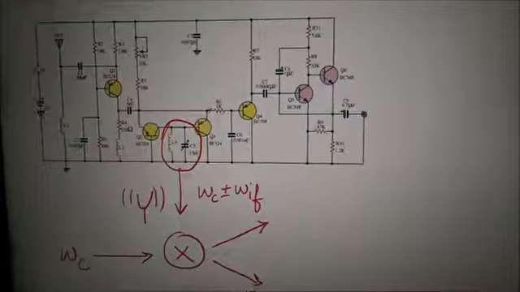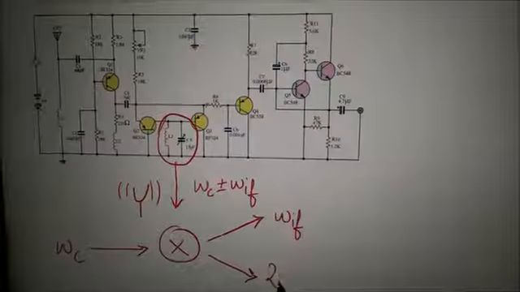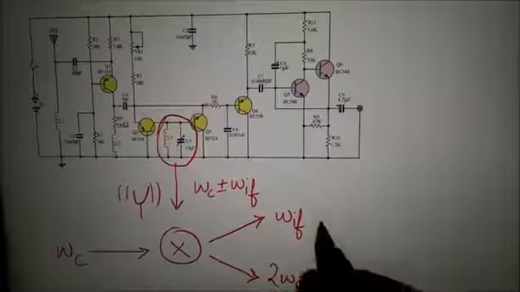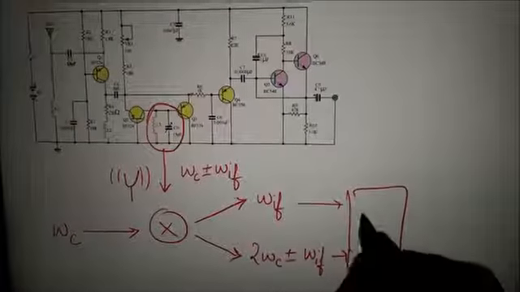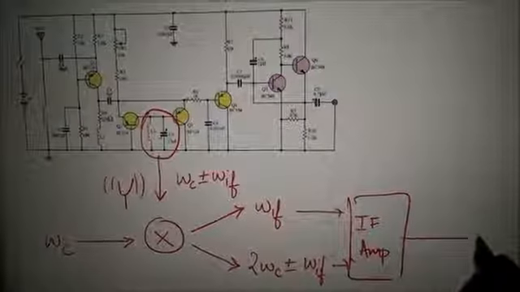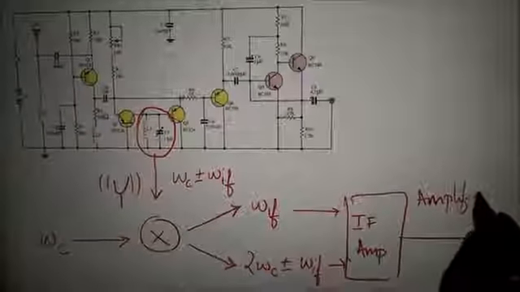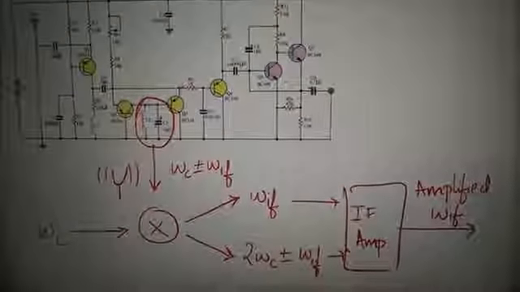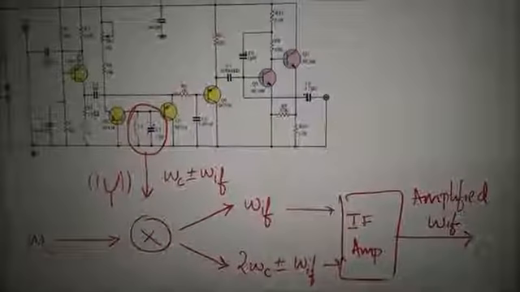The multiplier multiplies the two signals so that we get two signals, one with the frequency omega IF and another with the frequency 2 omega C plus or minus omega IF. The second signal is rejected by the IF amplifier and only omega IF is amplified and passed on. This reference signal is then used by the radio receiver to help it identify and strengthen any radio waves coming from the antenna at the 93.5 MHz frequency.